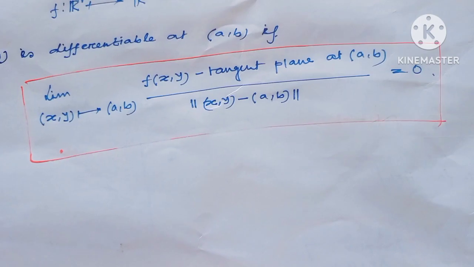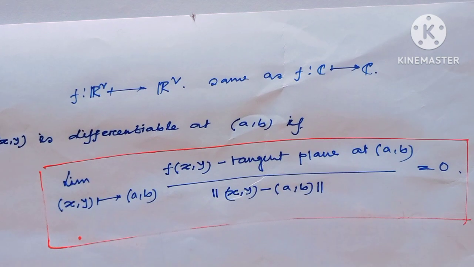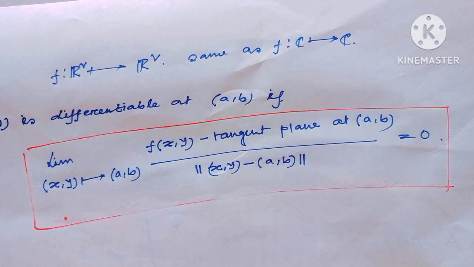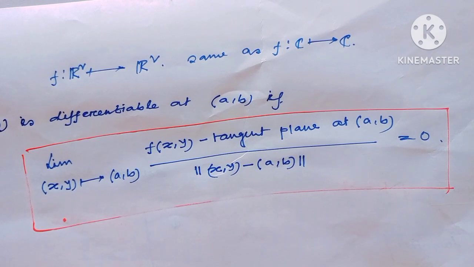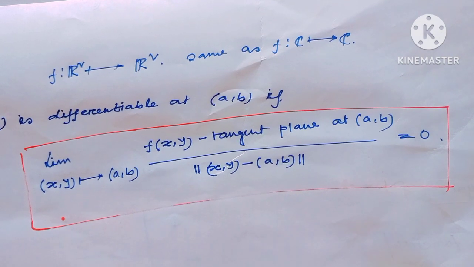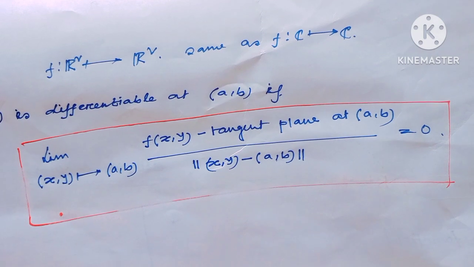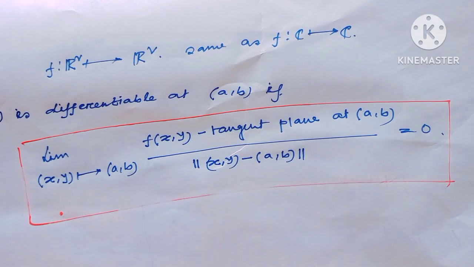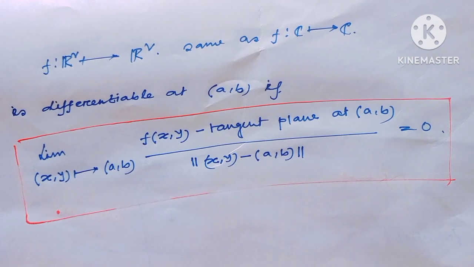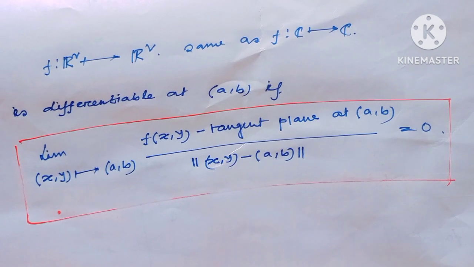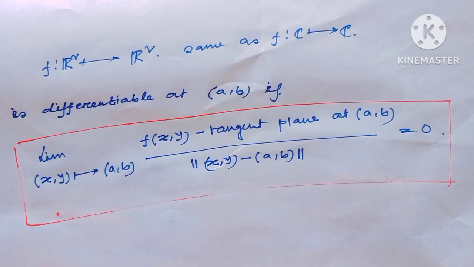Next I will discuss differentiation from R2 to R2, and I recommend you see this part with attention, because our main discussion is about complex analysis. f from R2 to R2 is actually the same as f from complex numbers to complex numbers, so all properties are actually the same. So pay attention to this part.